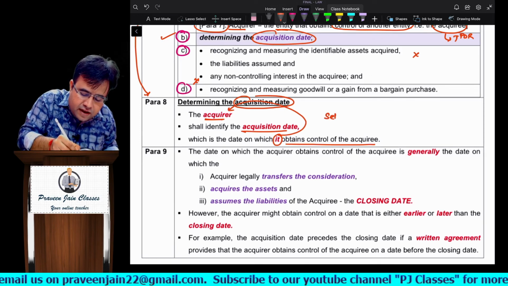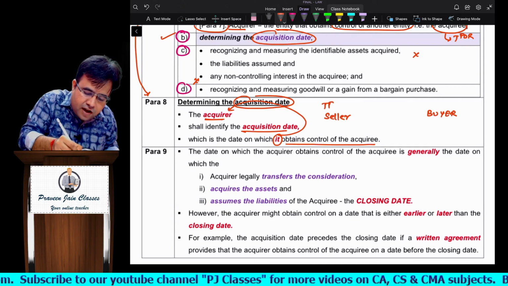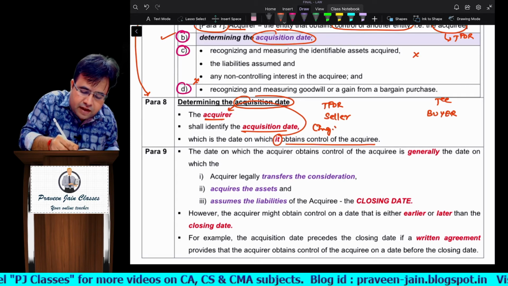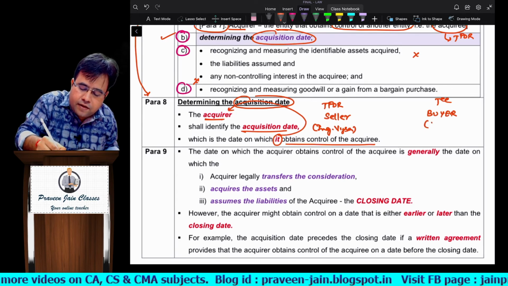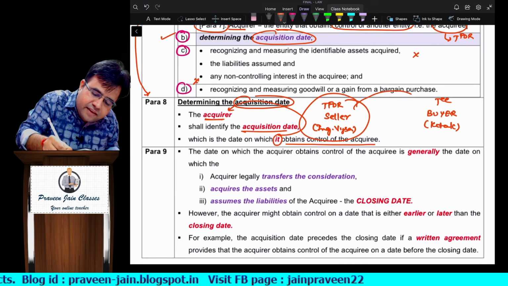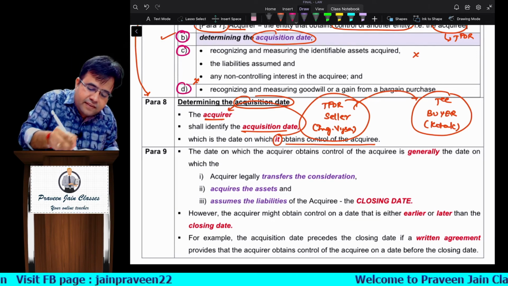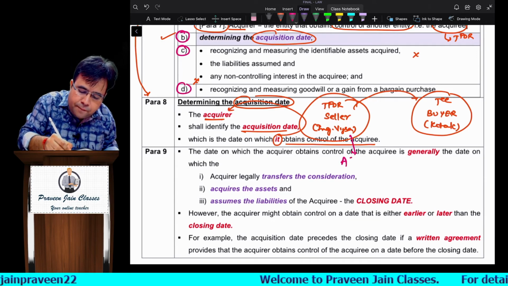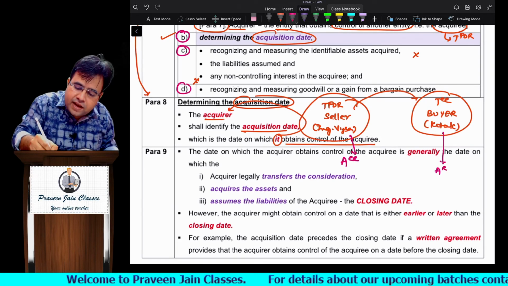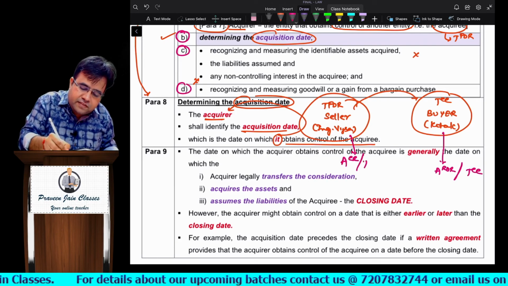Imagine there is a seller company and a buyer company. In our law language, there is a transferor company and a transferee company. The example I also took in our class was ING Vysya and Kotak. ING Vysya is giving all their assets and liabilities to Kotak. This company is called the acquiree company as per your accounting standards, and this company is called the acquirer company as per your accounting standards. As per law, this is the transferee company, and this is the transferor company.